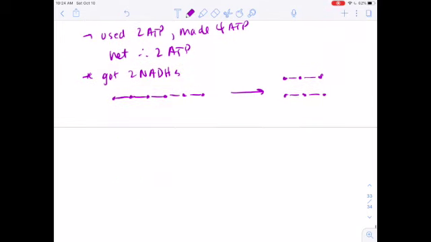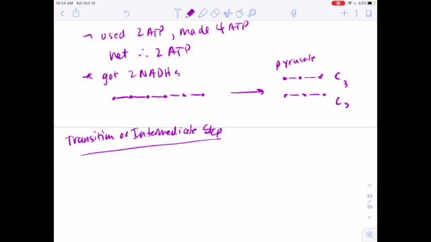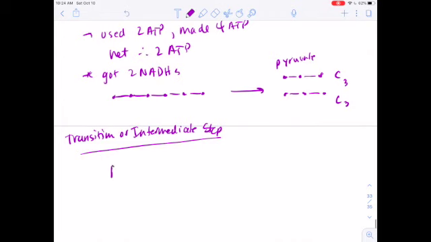Right, so actually, these 2 pyruvate, that looks terrible. People are going to be like, what the heck is that? Excuse me. 2 3-carbon molecules called pyruvate. The next step is called the transition or intermediate step. It begins with the 2 pyruvates.